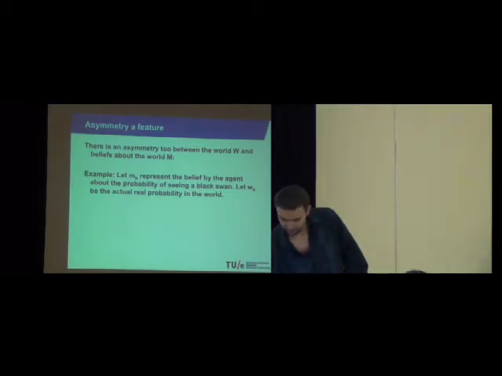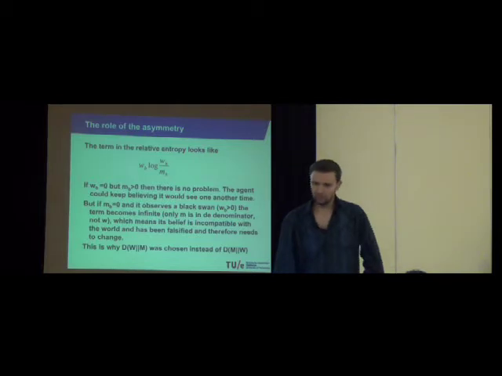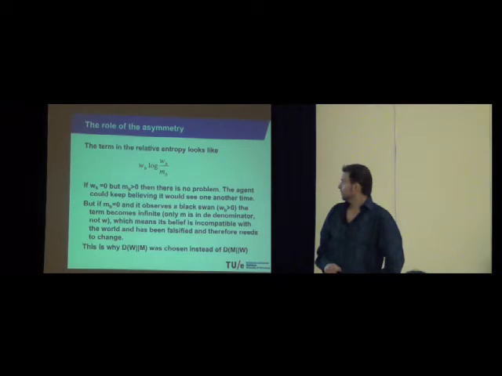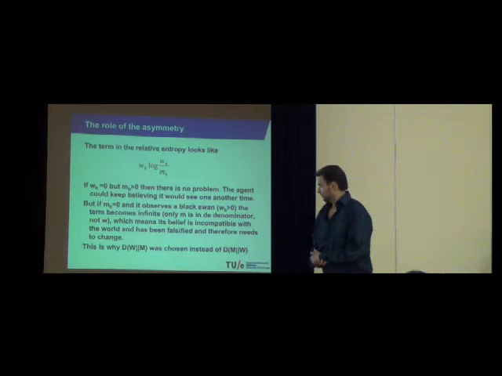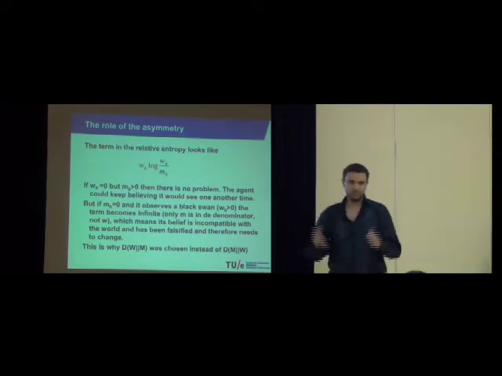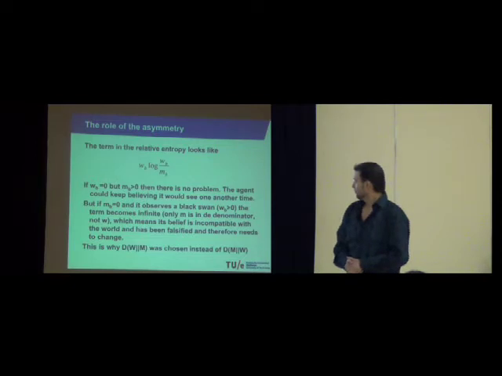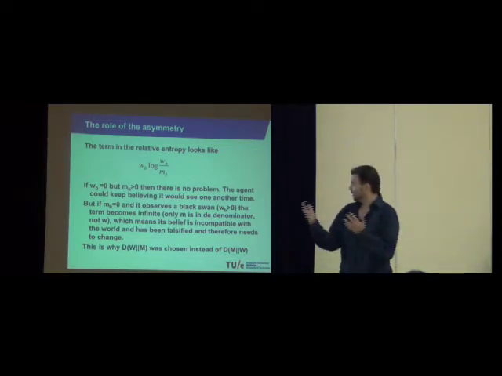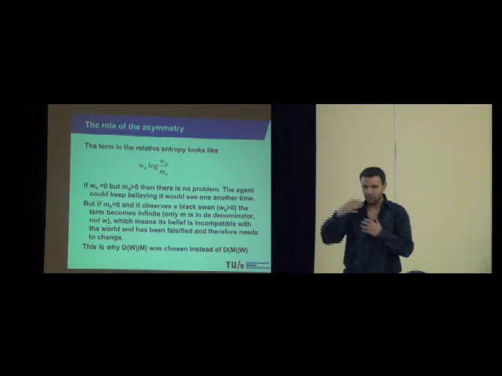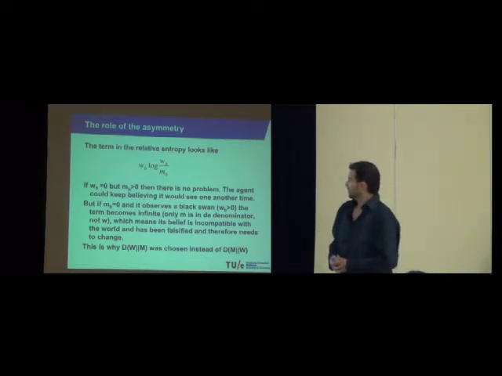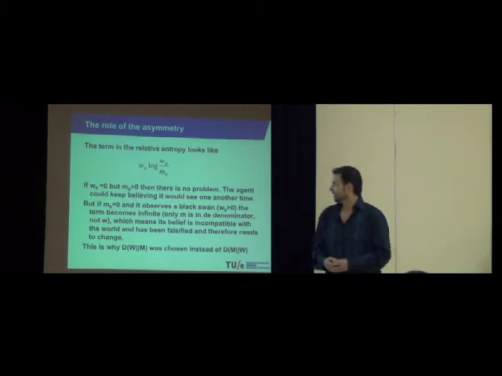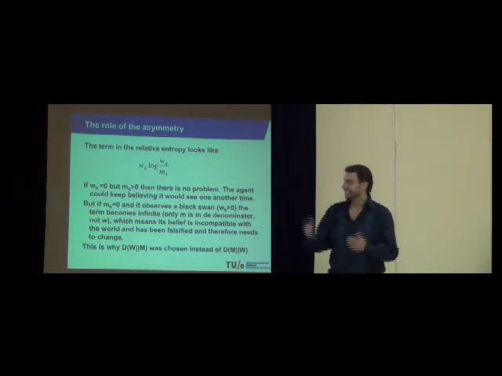If we want to see how they compare, then we look at the terms in the relative entropy, and they look like that. So it's asymmetrical between W and M. Suppose in the first case that there are no black swans in the world, but the agent believes that there could be a black swan. There's really no big problem, because the agent could keep believing it would see one another time. So there's no contradiction. You could even say belief in God cannot be falsified, things like that.